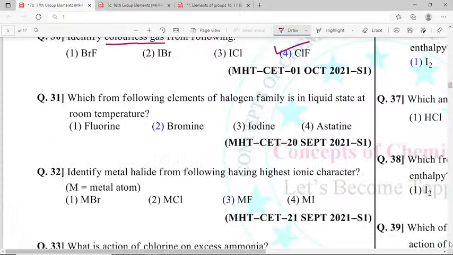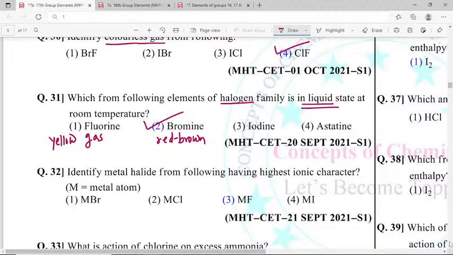Which element from the halogen family is a liquid? Bromine is a red-brown liquid. Fluorine is a yellow gas. Iodine is a violet solid. Astatine is radioactive.